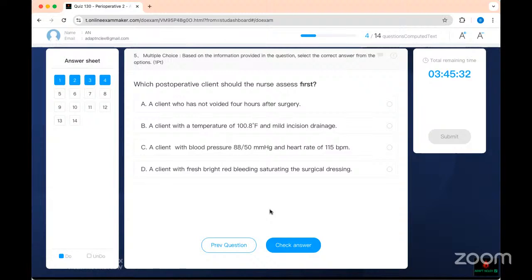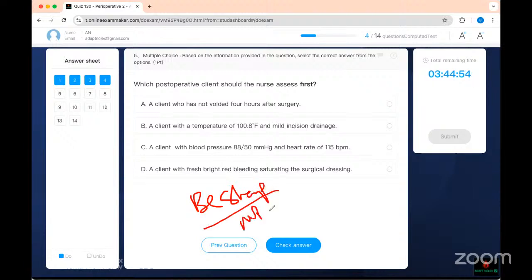So if you've not voided 4 hours after surgery, is that your problem? If your temperature is 100.8 and you have drainage from the incision, is it a problem? If your blood pressure is 88 over 50 and heart rate of 115, is it a problem? And if you have fresh, bright red bleeding saturating the surgical site, what do you think? So who will you see? Tell me who is more dangerous. Like I said, if you want to learn how to do prioritization, you got to use that.